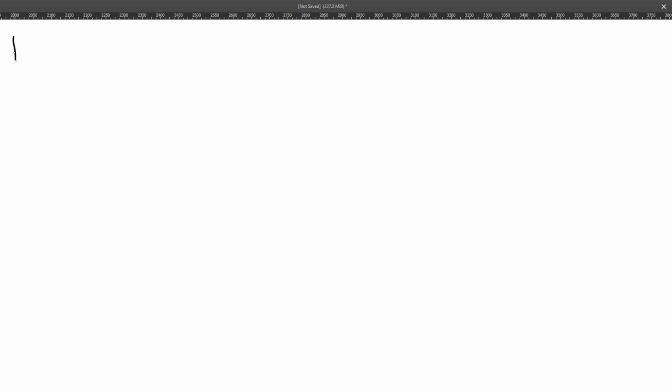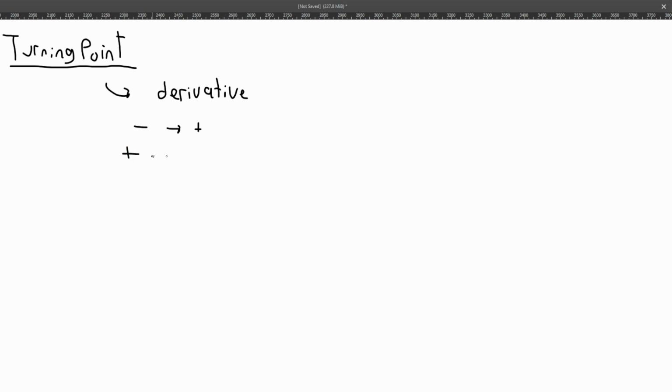Now, let's consider the concept of a turning point. A turning point is pretty similar to a stationary point, but it has one mild difference. A turning point is pretty much a point where the derivative, the slope, switches signs. So it's the point where the derivative goes from negative to positive or positive to negative.